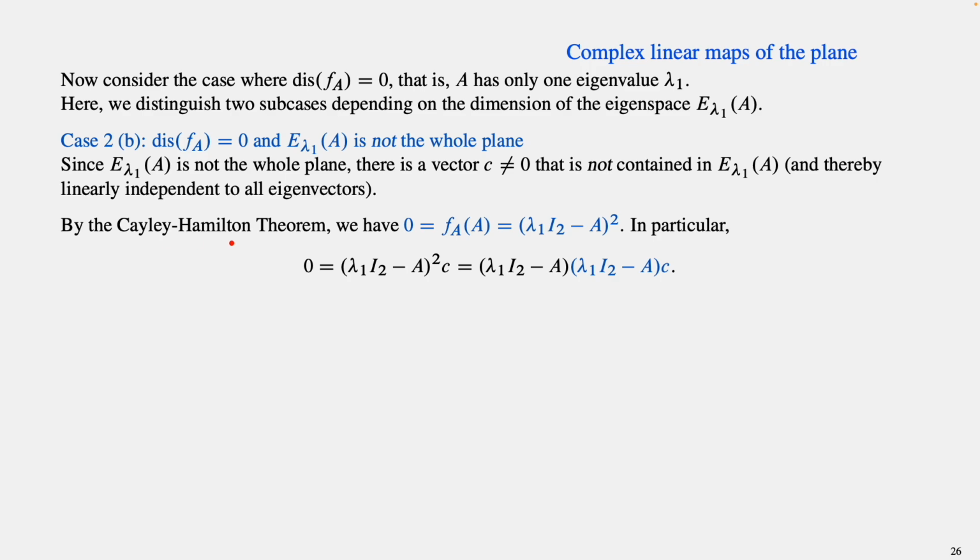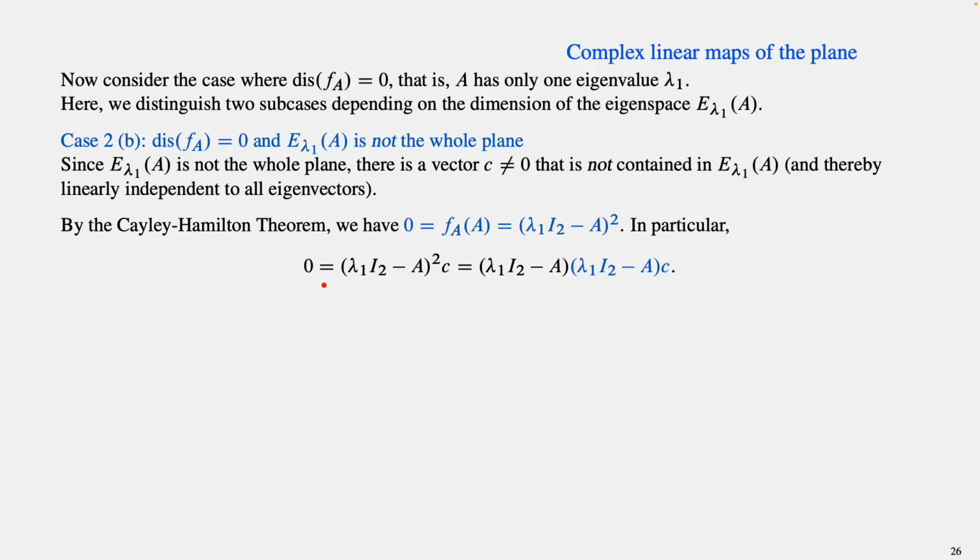By the Cayley-Hamilton theorem that we just proved previously, we have the identity that the zero matrix is equal to the characteristic polynomial applied to A itself. So the matrix (lambda 1 times identity minus A) squared is equal to 0, because we know that in the case of discriminant equal to 0, so only one eigenvalue, our characteristic polynomial is just the square of a single linear factor. With A plugged in, we get (lambda 1 identity minus A) squared as the characteristic polynomial applied to A, and by Cayley-Hamilton this is 0.